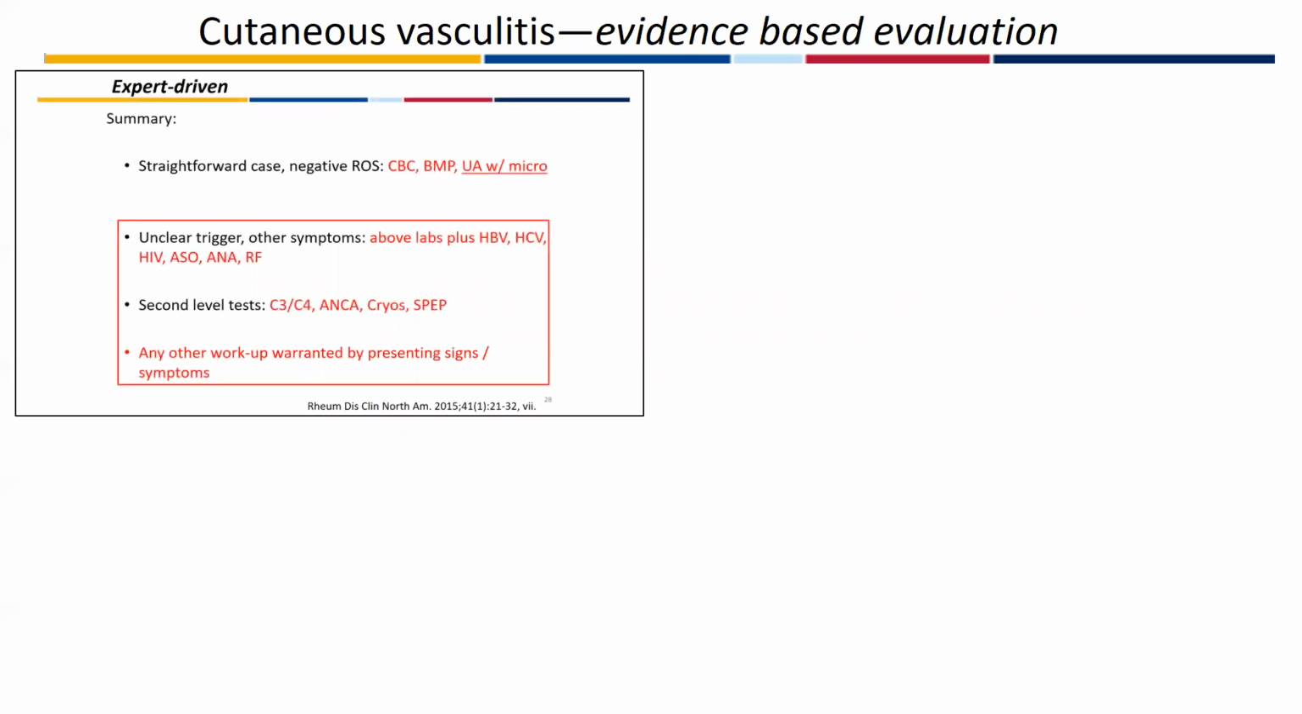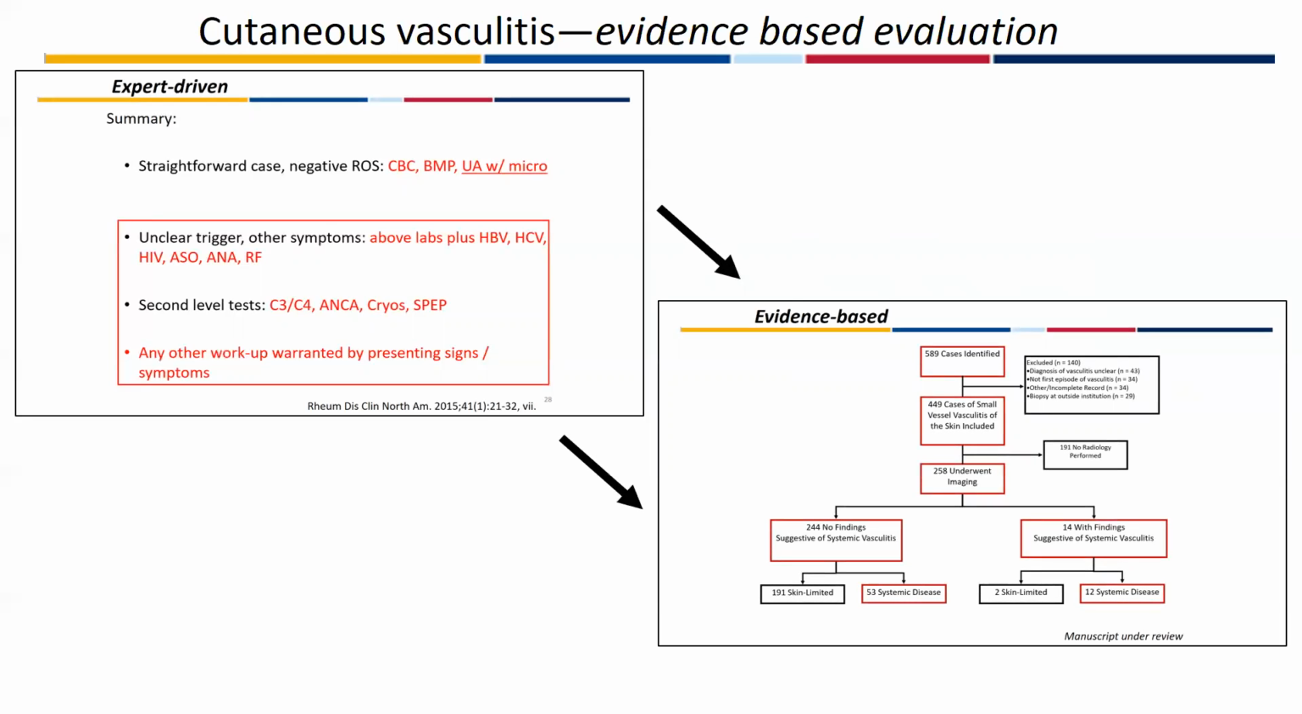So what I've just walked through is an expert-driven approach to evaluation. It's what you might see in a review article or an UpToDate chapter. What we're trying to head towards is an evidence-based, algorithmic approach to working up these patients. And that's our hope for what will ultimately come out of the cohort of patients that we've put together, that we'll be able to provide stepwise evidence-based instruction on how to evaluate patients presenting with small vessel vasculitis in the skin.